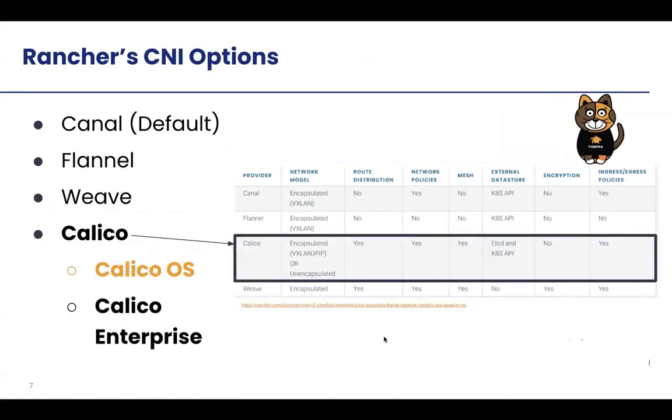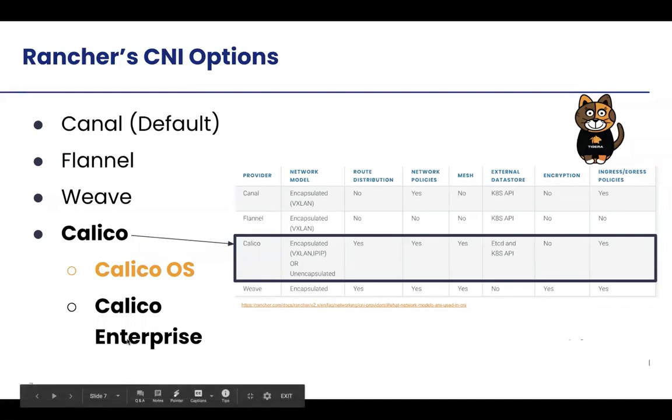So out of the box, Rancher provides a couple of CNI options. If you go to their documentation or if you're provisioning their cluster, you can see that they have 4 out of the box CNIs that they support: Canal, being the default, Flannel, Weave, and Calico. Canal is basically a combination of Flannel and Calico. Flannel for networking, Calico for network policies, but they also support Calico. And within Calico, you have 2 options. You can do Calico open source or Calico Enterprise.